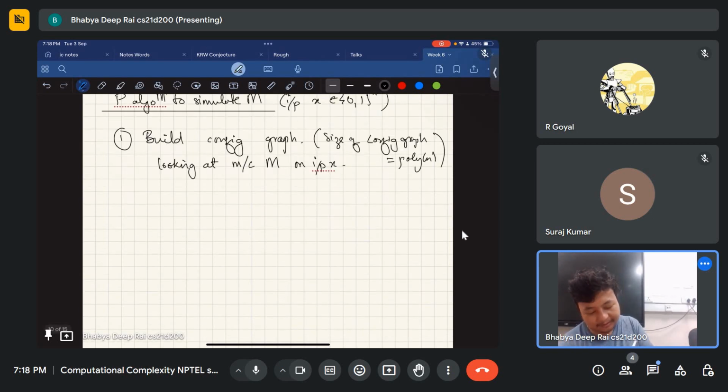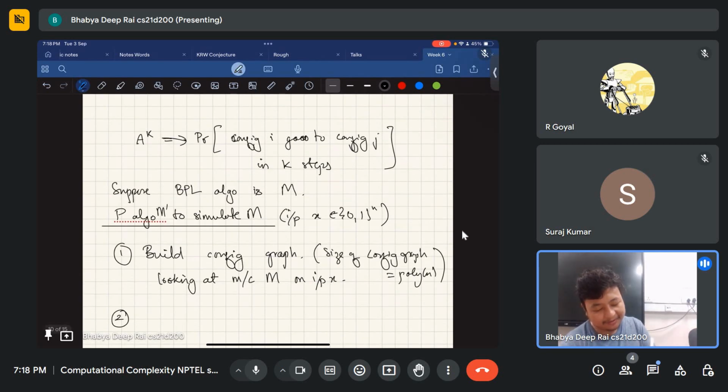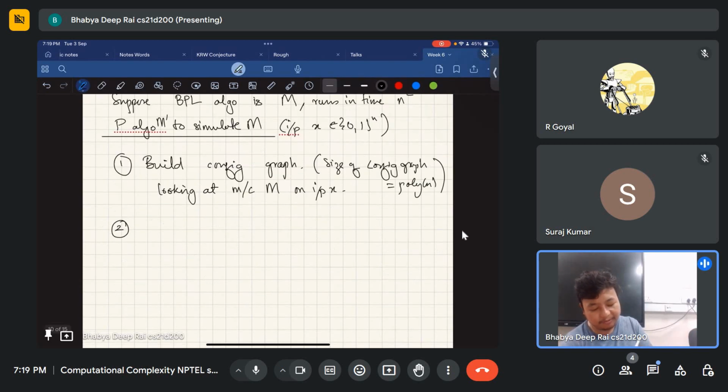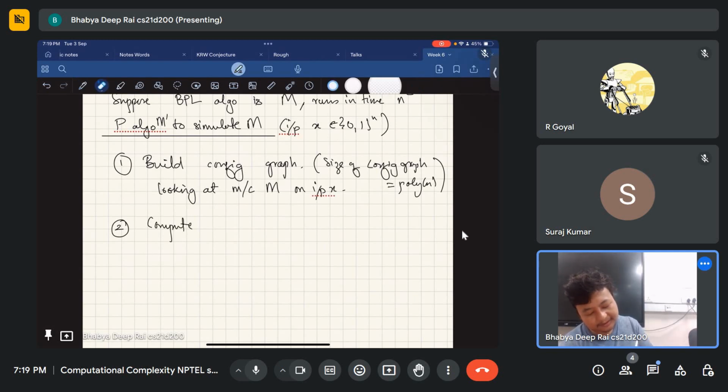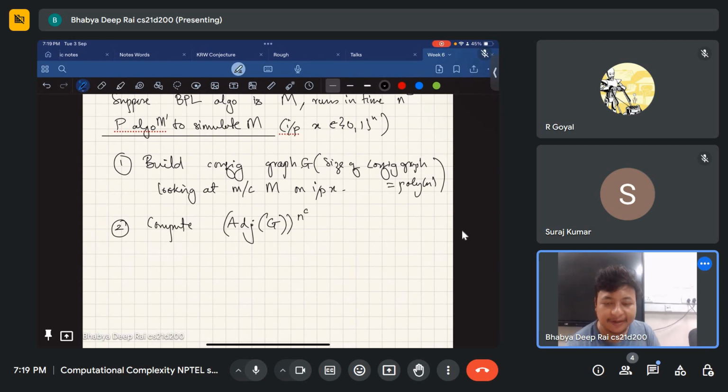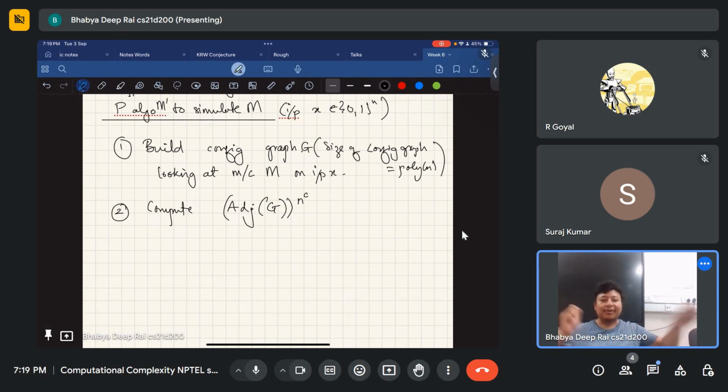Now what I'll do is, suppose the BPP algorithm M runs in time n to the C. Then what do I do? Compute, on the configuration graph G, the n to the cth power of the adjacency matrix of the graph. It means in n to the c steps, what is the probability that I reach from this state to that state and so on?